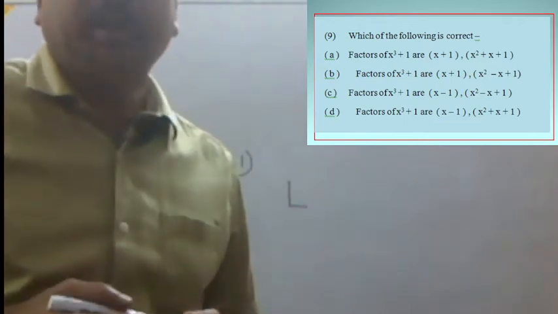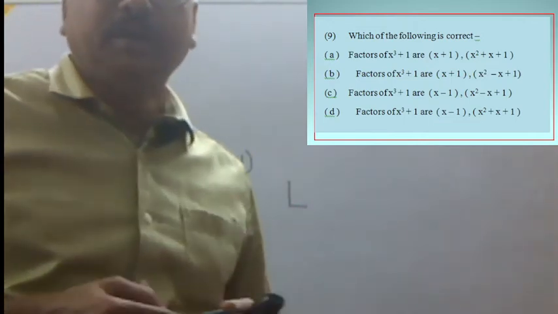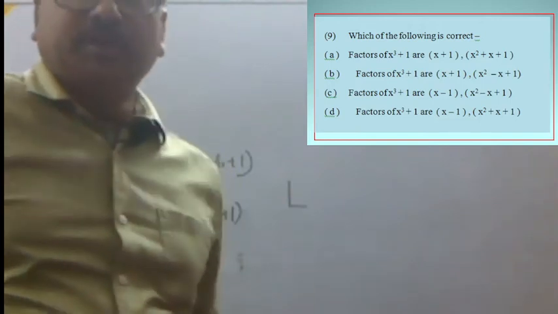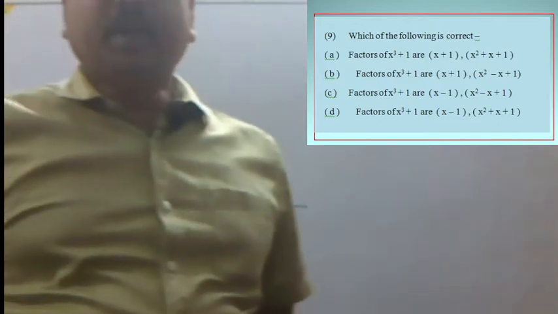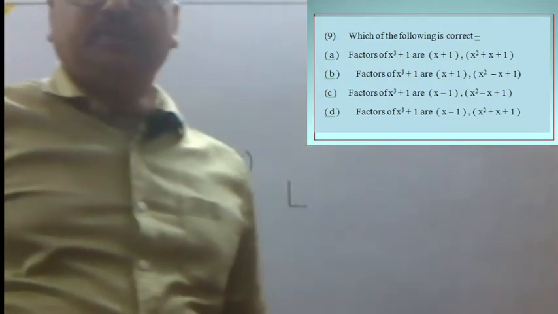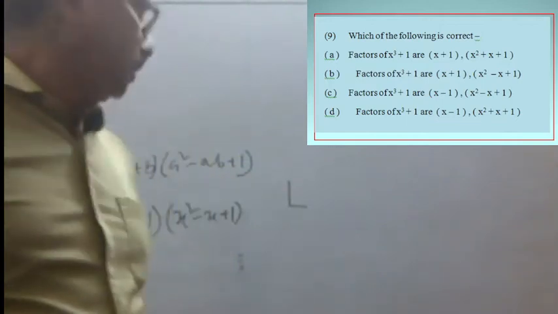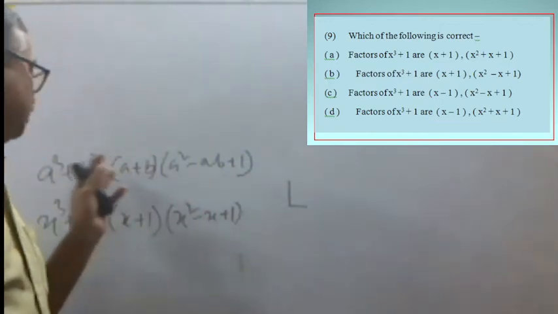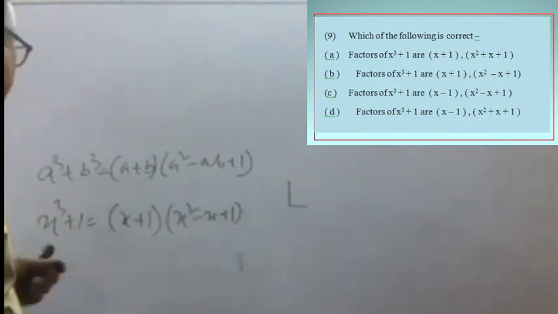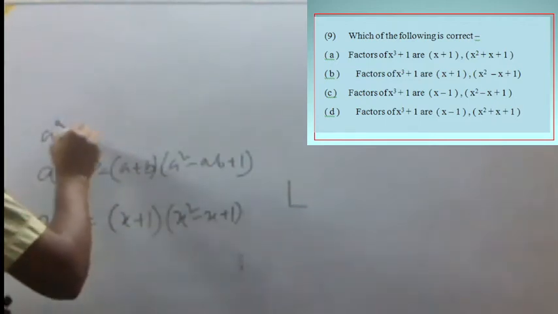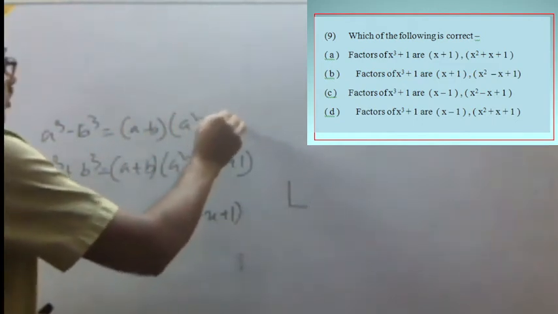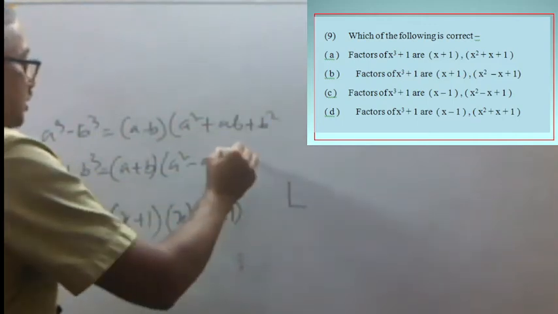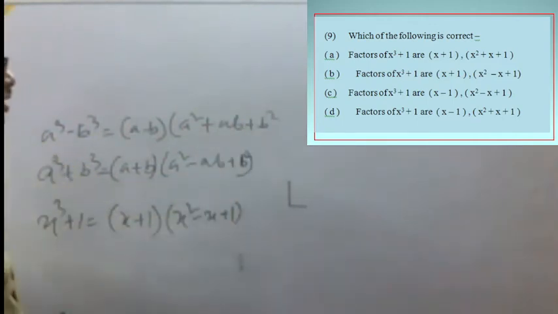From this we can verify the options. In option A, the factors of x cube plus 1 are given as x plus 1 into x square plus x plus 1. Option A is not correct, because here the sign is plus, but it should be minus. For a cube minus b cube, it is a minus b into a square plus ab plus b square.